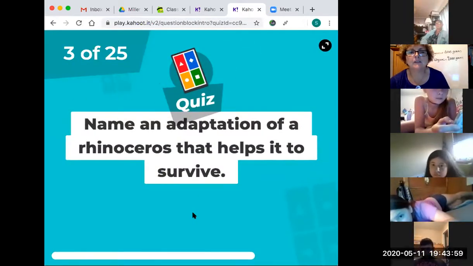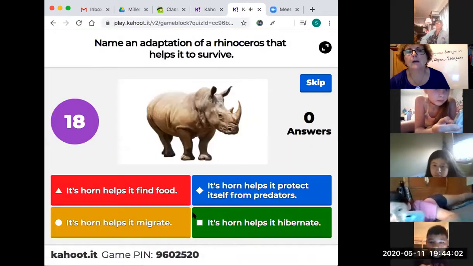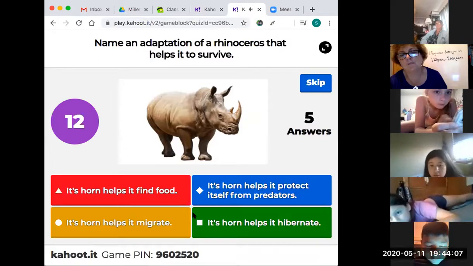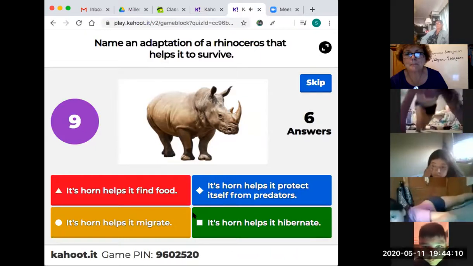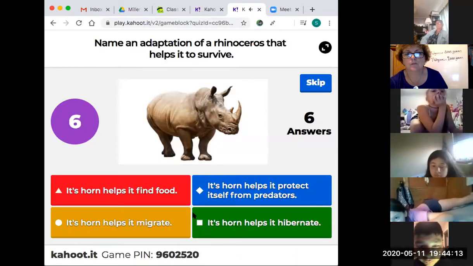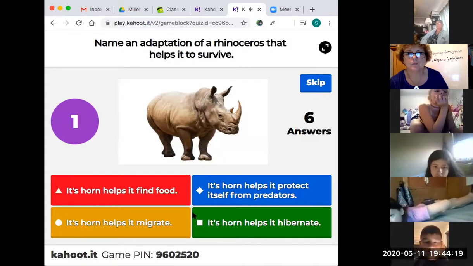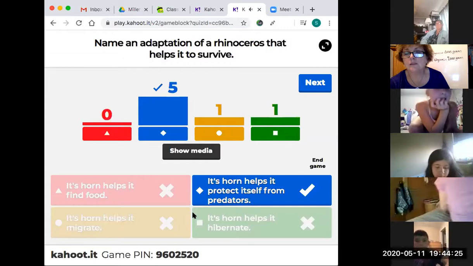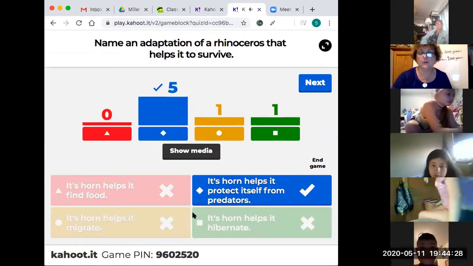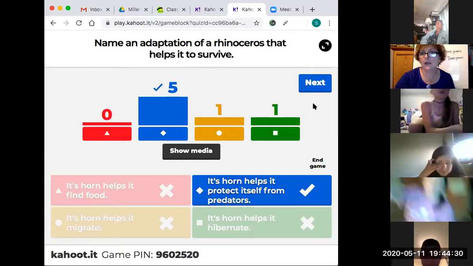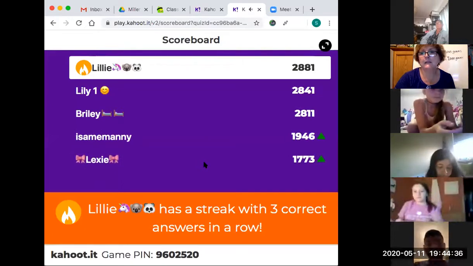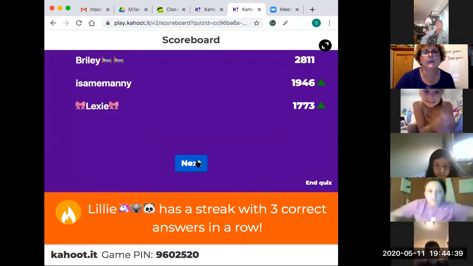Name an adaptation of a rhinoceros that helps it to survive. What adaptation would a rhinoceros have? What do you think that horn does? It uses it to protect itself from other animals, right? I said stab animals. Okay. And Lily 2 is still in the lead with Lily 1 right behind her.